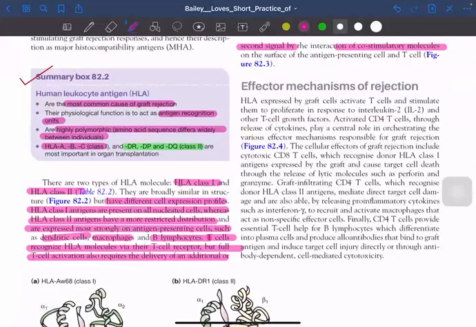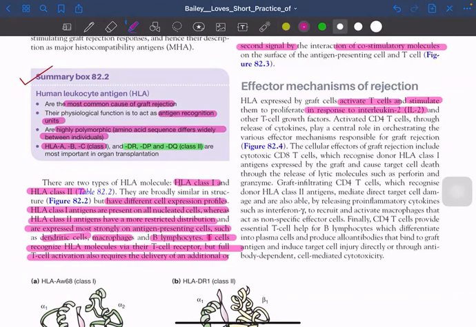Effector mechanism of rejection. Very important. What is the effector mechanism of rejection? HLA expression by graft cells activates the T cells and stimulates them to proliferate in response to interleukin-2 and other T cell growth factors.